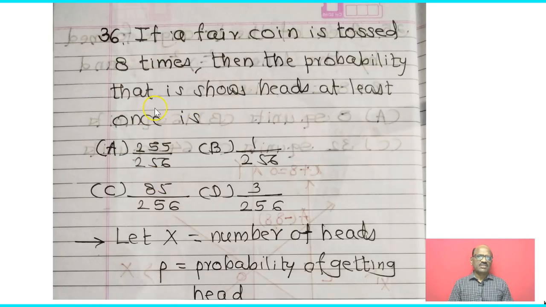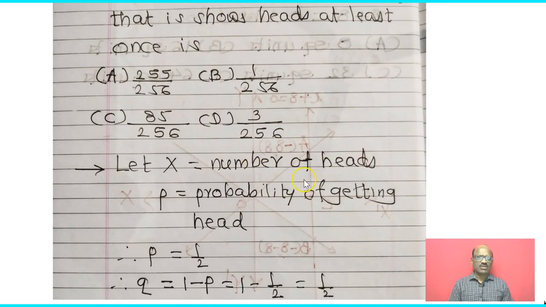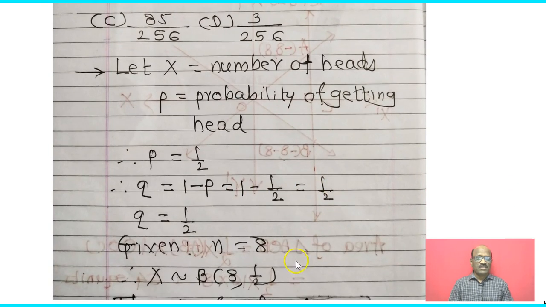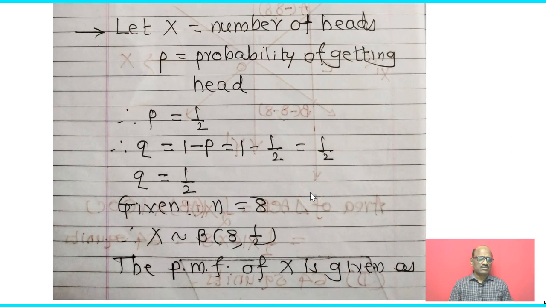Now next, question number 36. A fair coin is tossed 8 times, then what is the probability that it shows heads at least once? Here X is the number of heads, p is the probability of getting heads, that is p equals 1 upon 2, and q equals 1 minus p, that is equals 1 upon 2. Therefore, X follows the binomial distribution, where n is 8 and p is 1 upon 2.